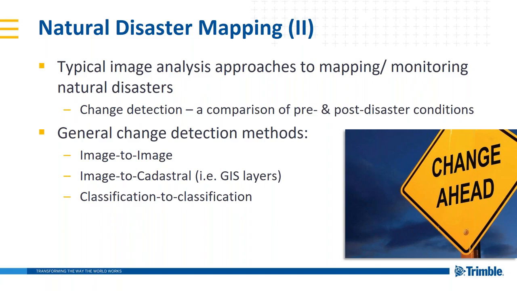We can do that also within eCognition. Or what I call here classification to classification, doing a simple classification at T1 and T2, and then comparing those differences directly within eCognition. Three different approaches to a problem, and all three will yield interesting and useful results in the end.